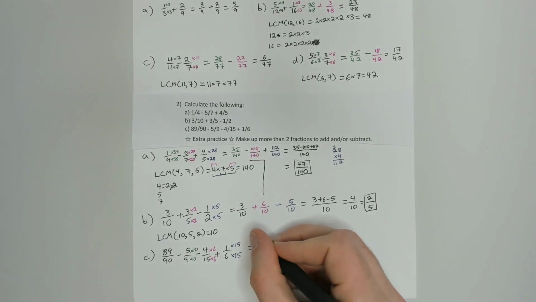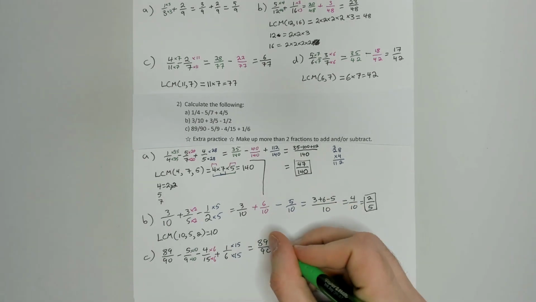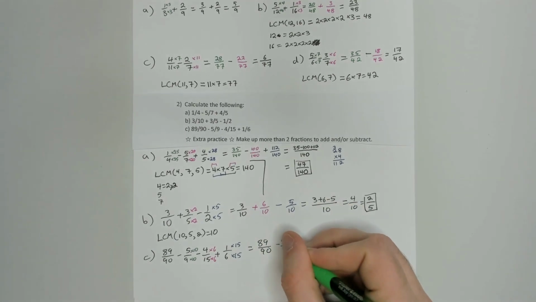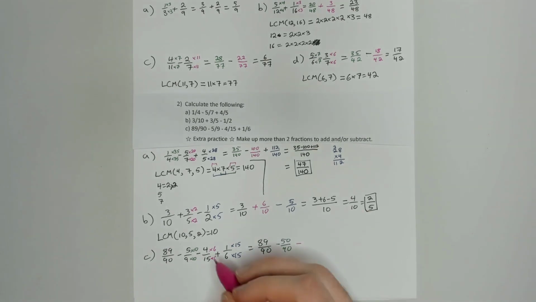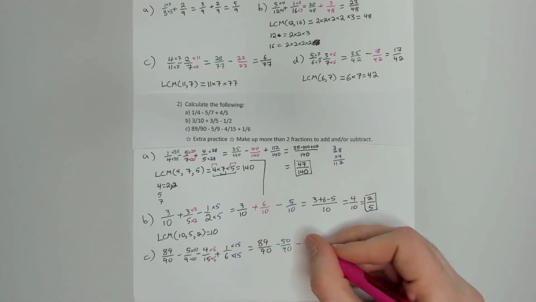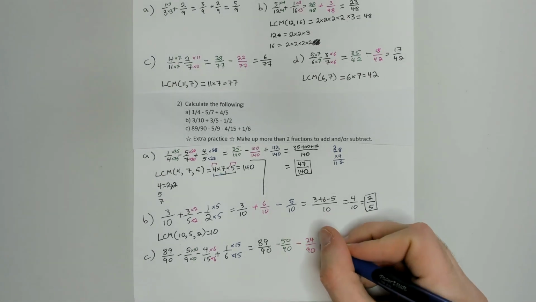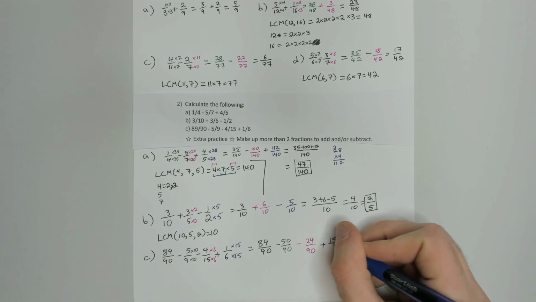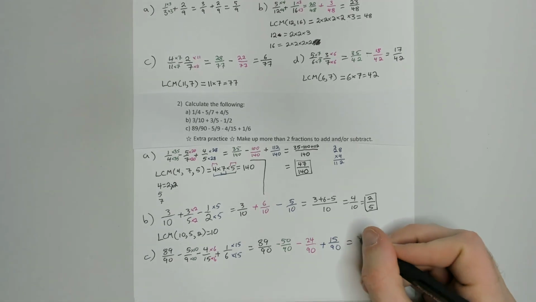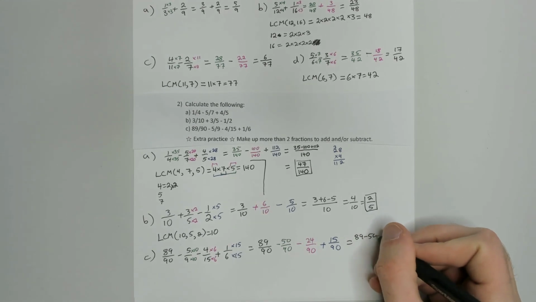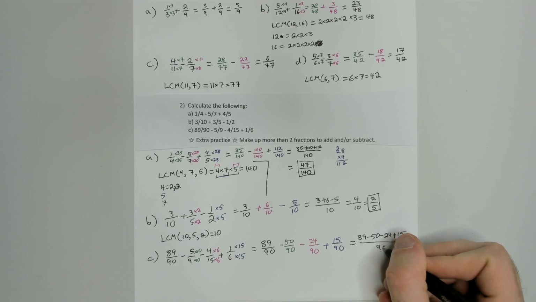So what does that leave us? Well, we get 89/90, and then we're going to have minus 50/90, right? Because we're multiplying these both by 10. And then we're multiplying this 4/15 by 6. So 4 times 6 is 24/90. And then we're going to be adding 15/90, right? 1 times 15 is 15. So now putting them all into one fraction, we have 89 minus 50 minus 24 plus 15 over 90.